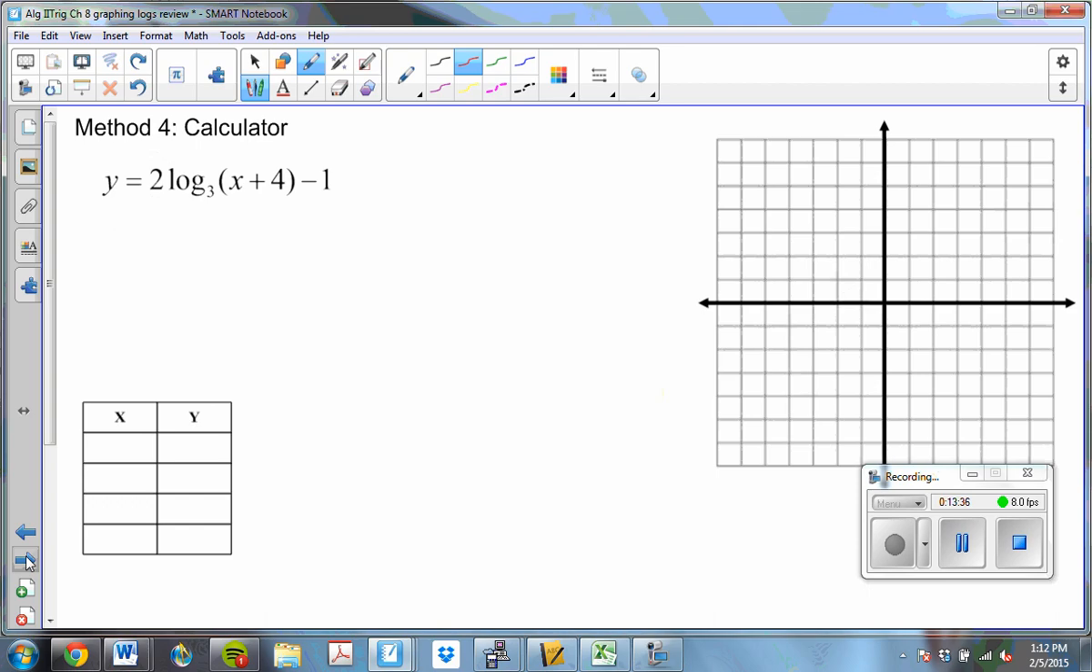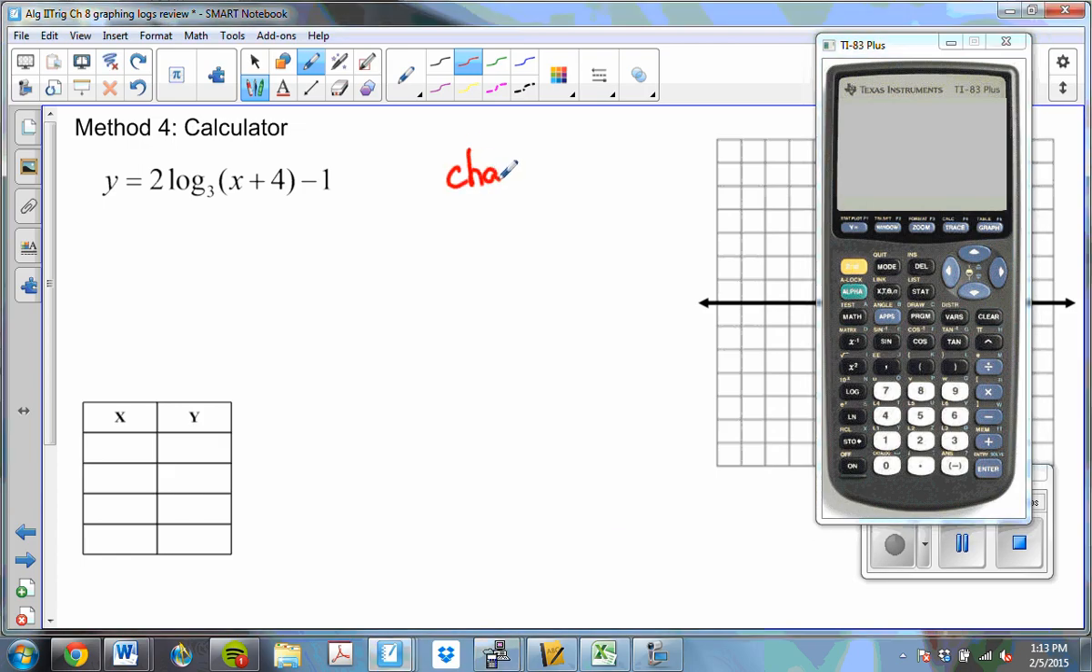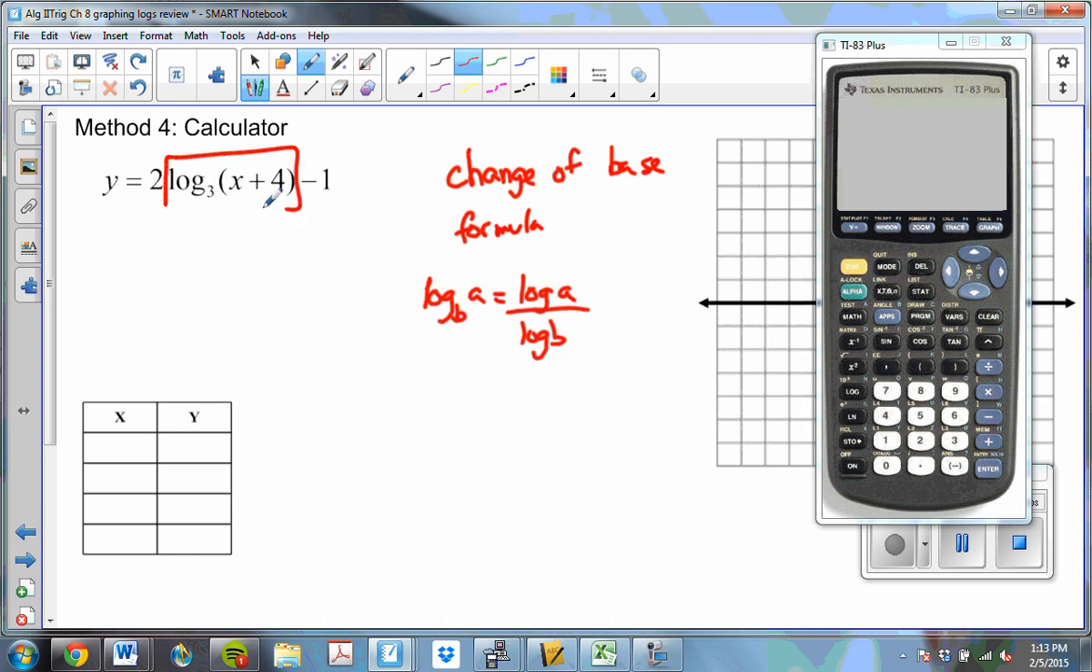Finally, I'll show this once really briefly. Your calculator can maybe handle how to do this without the change of base formula. And if it can, great. But if it can't, either way, you can work this way. The change of base formula is if you have log base b of a, that's really log of a divided by log of b. I'm going to use that here.